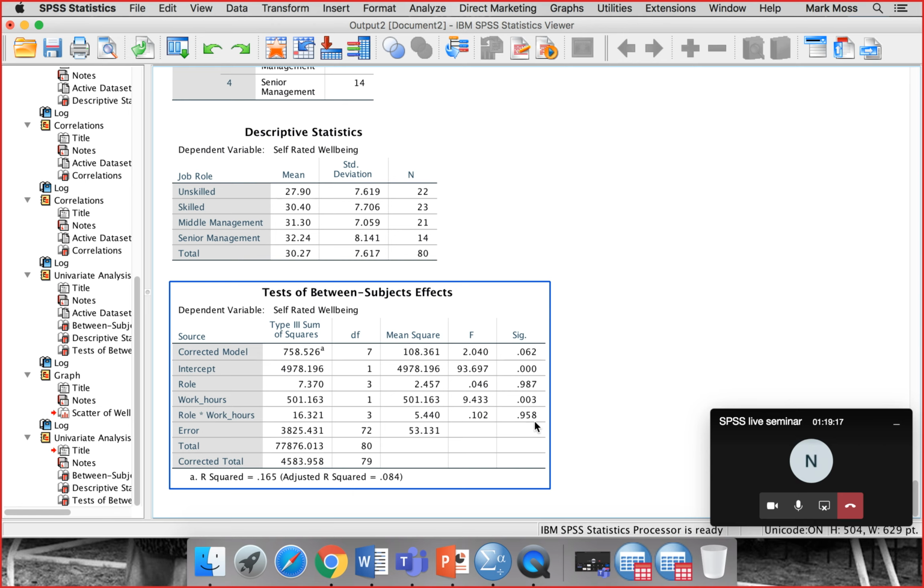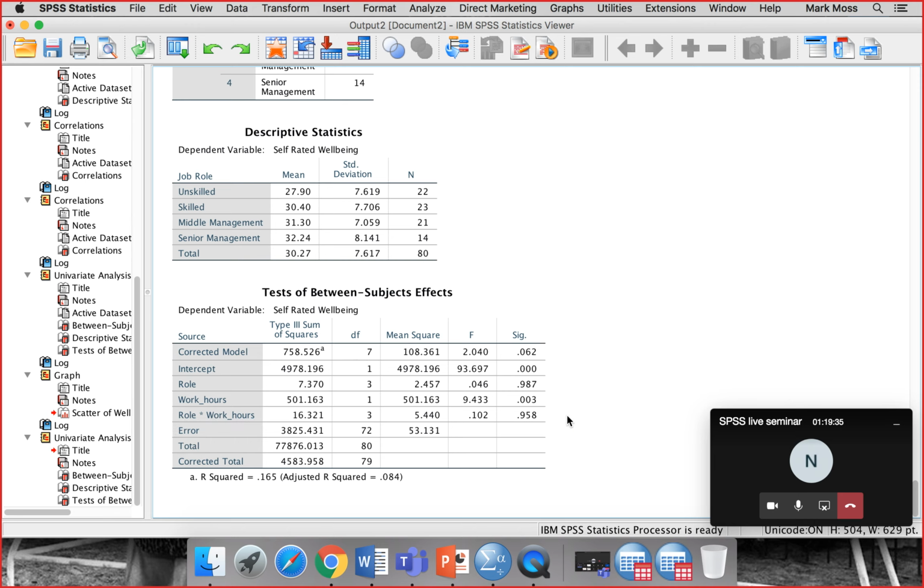If this is significant, however, then we have to abandon the analysis of covariance, because it means that the relationship between our covariate and dependent variable is different for the different conditions, and that's how we test that. So, we can be happy with the fact that we've got no violation of the homogeneity of regression assumption.